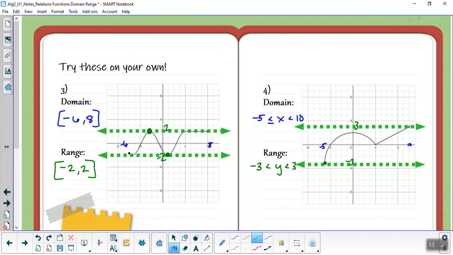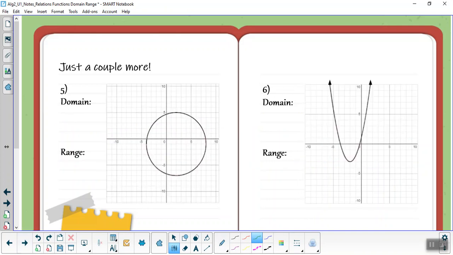At -3, we do have a closed circle, so an equal to sign. And at +3, we have this open circle, so we can just leave it. Okay, we've got 2 more to go through. On these last 2, I'm going to use interval notation for both.